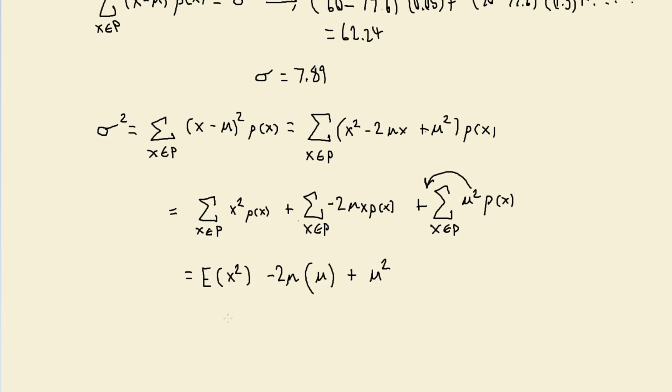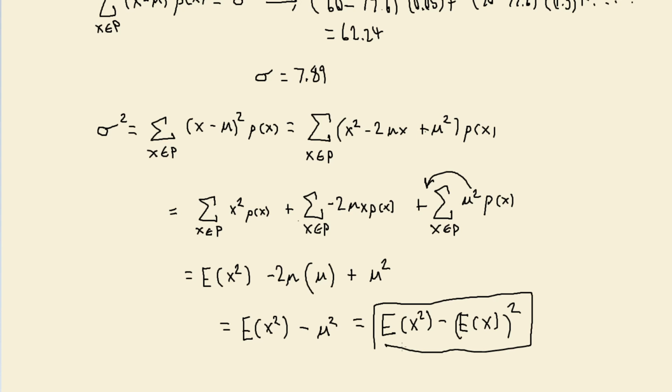And so what we notice here is that this is going to reduce to the expected value of x squared, or the second moment. And then here we're going to get minus 2 mu squared plus mu squared, so this is just going to be minus mu squared. And so this is equal to the expected value of x squared, or the second moment, minus the expected value of x, or the first moment, squared. And this very frequently is a lot easier to calculate than the original formula here.